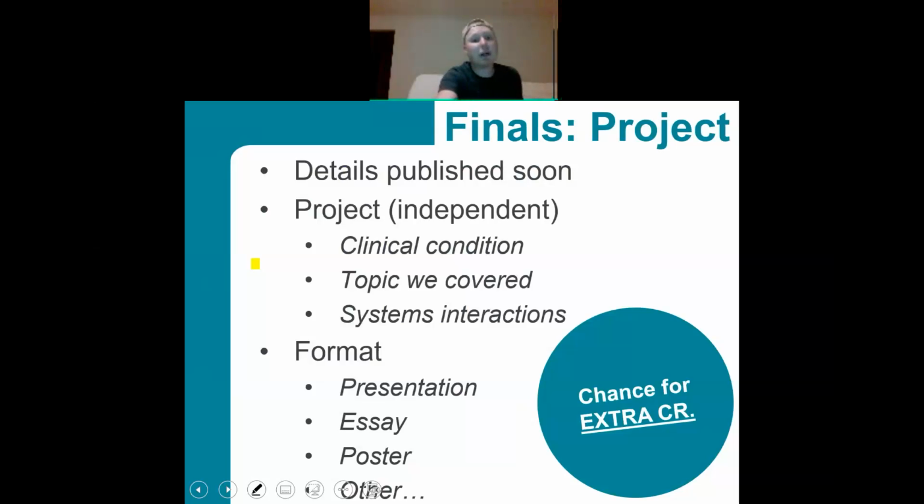It can be, for example, about a clinical condition that relates to the things we've discussed. It can be a topic that we've discussed. It can be how different systems work together, or something that relates to what we've talked about and you're interested in. Some students have preferred to do posters on a PowerPoint slide. That can be kind of a nice one. You just collect the information, make it nice. Some students have preferred to write essays. Some have preferred to give a presentation. You can do many different things. But the point is that I'll give you the details, how I'm grading it, and then you can figure out how you get those points.